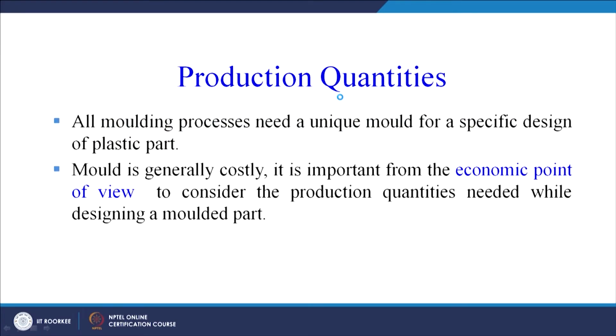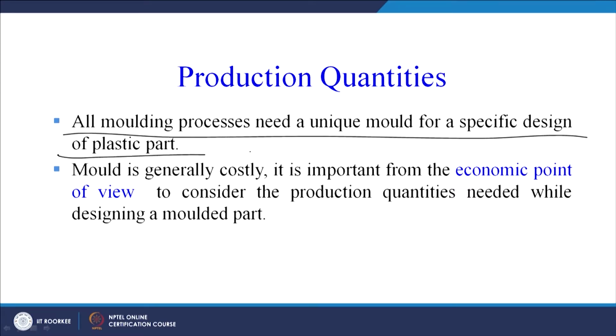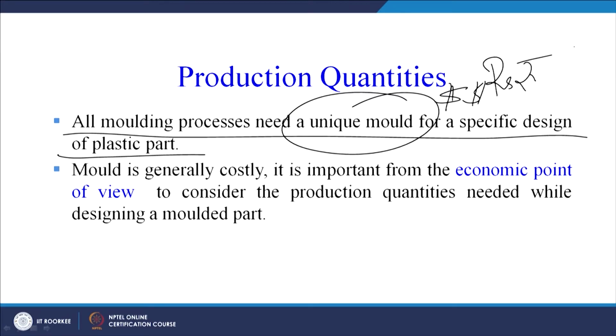So, first thing is the production quantities. All molding processes need a unique mold for a specific design of plastic part, and this unique mold is very costly. So, we have to take into account that the cost of the mold must be justified by the number of products that we produce. Mold is generally costly, as I have already told.